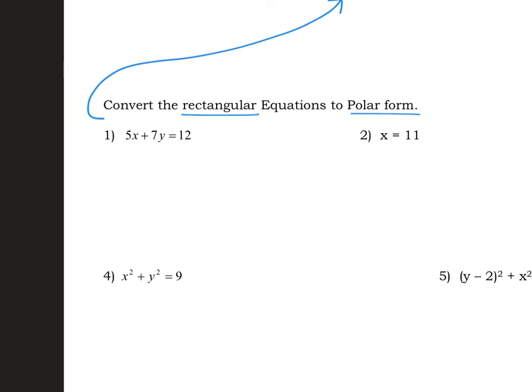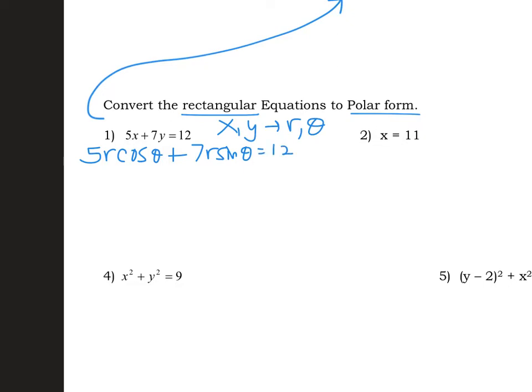Here we go. So we have x and y in these, but we want r and theta. So let's take out x, and let's put in what x equals. Now let's see if I can get this right finally today. x is r cosine theta, and y is r sine theta, and this is equal to 12.